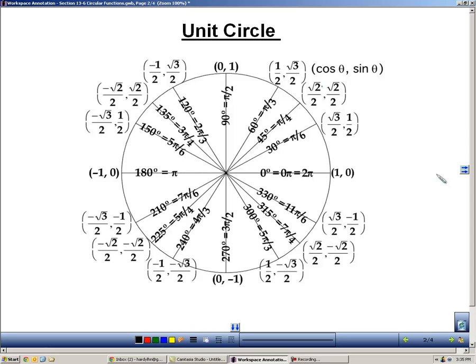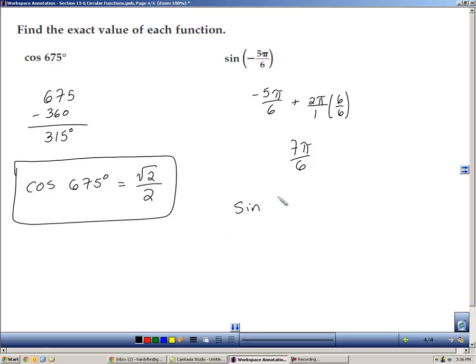Here I'll go back to my unit circle and I'll see that 7 pi over 6 is right here. That has a reference angle right here of pi over 6, which is this one. And therefore I'm talking about these two values for cosine and sine, but cosine and sine are both negative in the third quadrant. So I'm looking at 1/2 for my sine, which would be negative 1/2 for a 7 pi over 6 angle. So the sine of negative 5 pi over 6, which is the same as 7 pi over 6, which is the same as pi over 6, is negative 1/2.